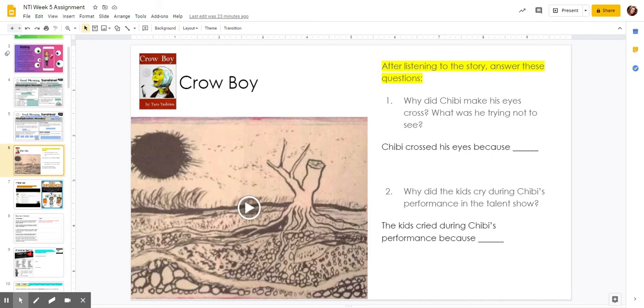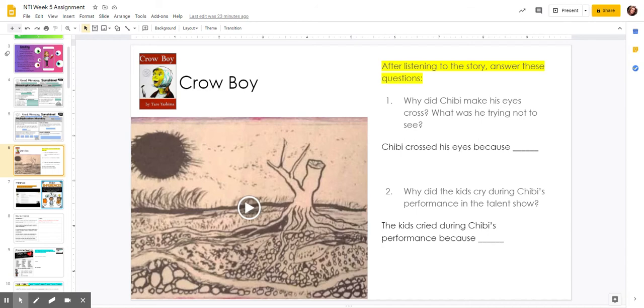So pay close attention to what happens in the story and how his feelings change and what causes his feelings to change. The 2 important questions I want you to be able to answer after listening to the story is, why did Chibi make his eyes cross? What was he trying not to see? So think about that question before you listen to the story.